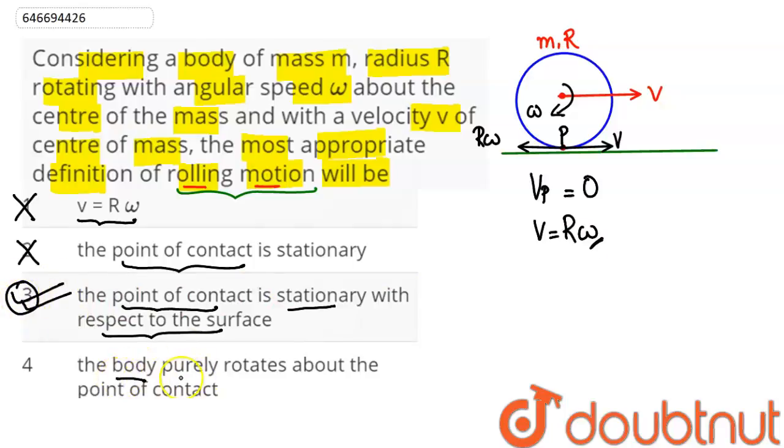Whereas option 4 says body purely rotates about point of contact. Hence in this case, about this point P, the body does not purely rotate, it is stationary with respect to this point of contact. Hence option 4 is also incorrect. So the correct option is option number 3. Hence 3 is our answer.